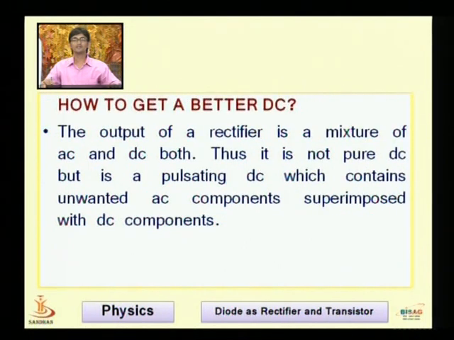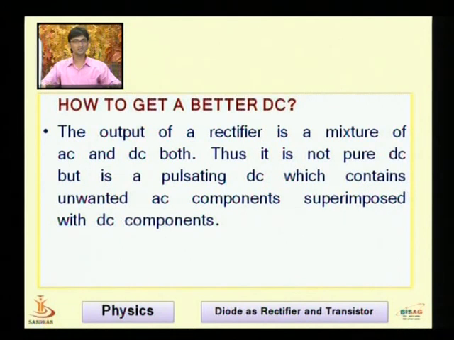Now, how to get better DC? If you try to recall the block diagram of the rectifier, the first block was the transformer, the second block was the rectifier, the third block was the filter. Why are we using a filter? Because of the limitations of the rectifier. Sometimes, after the conversion from AC into DC, there is a certain AC component present with the DC. To remove this AC component, we need to use the filter circuit.